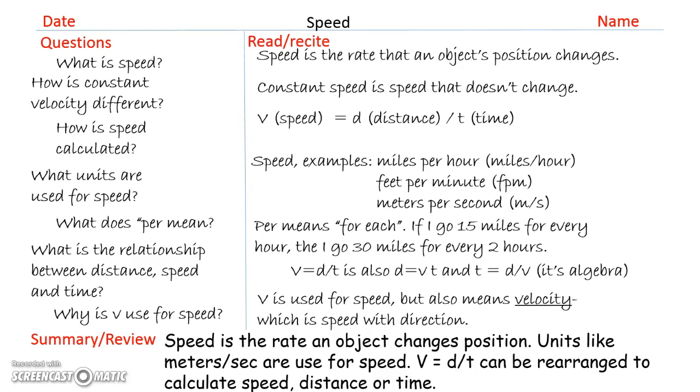Mine, you can see, is listed here. Speed is the rate of an object's change of position. Units like meters per second are used for speed. And speed is equal to distance divided by time, which can be rearranged to calculate speed, distance, or time. There's a practical run-through of the SQ3R system for our speed reading.